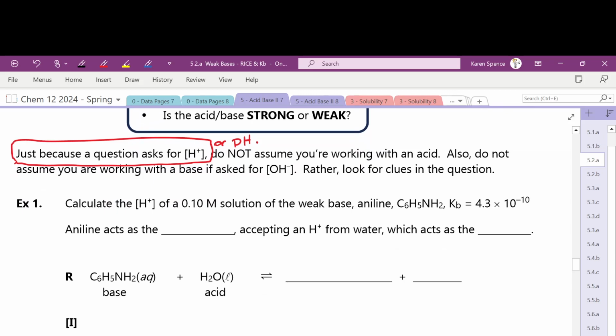Would you guys like to try this question? Give it a go.